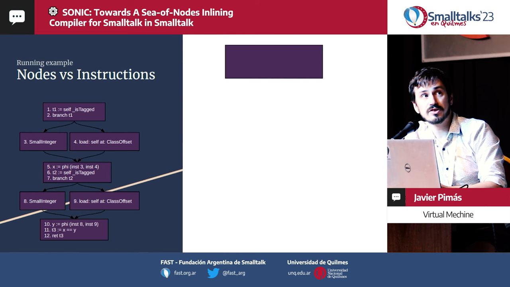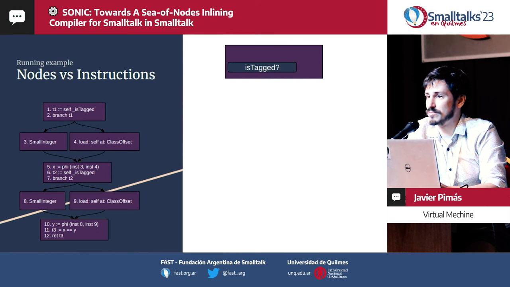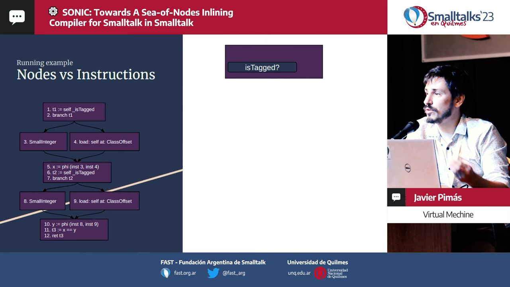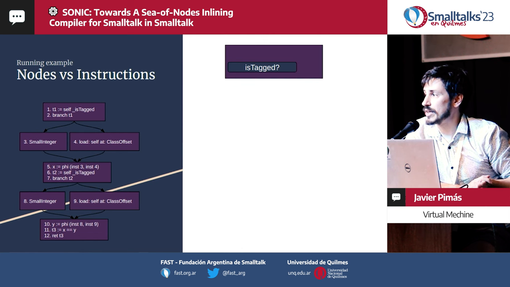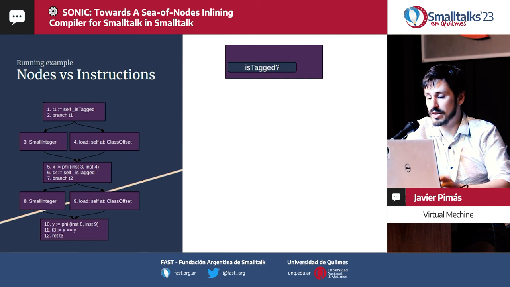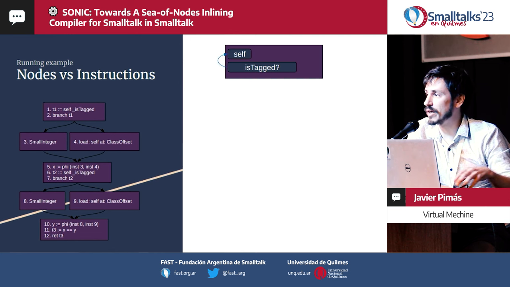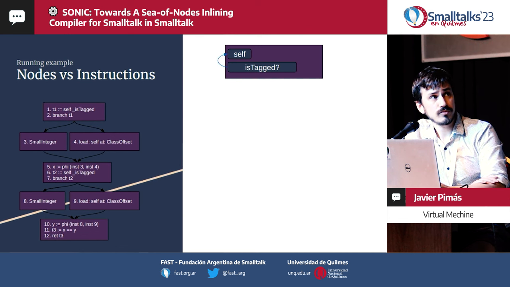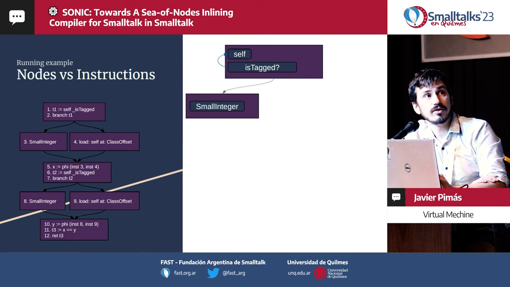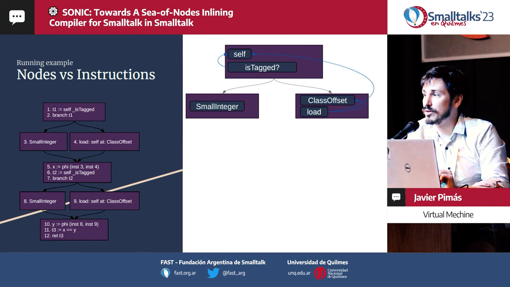And now we are going to say, okay, what's the first thing that is calculated? It's tagged, right? So we are going to have a node for that. So what does that node need to be calculated? It needs self. So in order to calculate self, you need to have another node that represents self. And then, if the result is true, we are going to generate a constant of value small integer. And if false, we are going to generate a load, right?